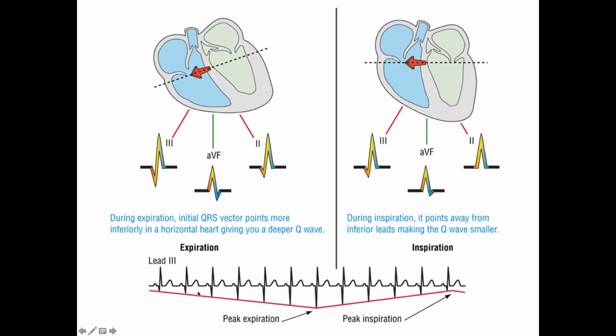As your patient expires, we get a deep Q wave. As they inspire, the Q wave gets smaller and smaller and smaller. So if you're just looking at your monitor, and you've got a larger patient, or pregnant patient, or obese patient, or a patient with ascites, some sort of abdominal pressure, you might see this Q wave variation, and that's nothing going on with the heart, the conduction itself, or the condition of the heart itself. That's just the heart being physically moved within the chest.